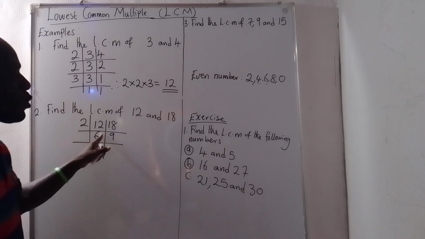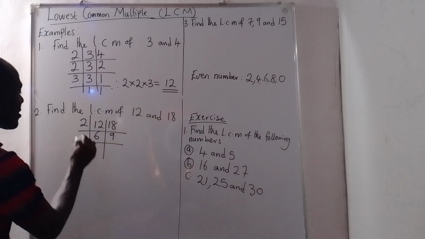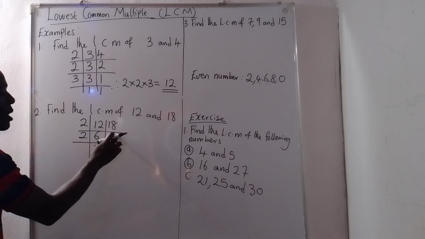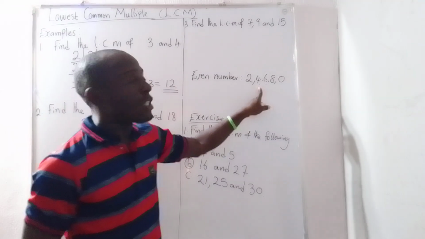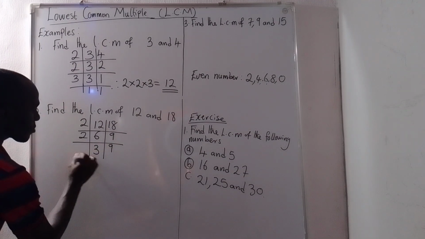Can 6 be divided by 2? Looking at it here, yes, there's 6 here. Yes, 2 can divide 6. 6 divided by 2 will give us 3. What about 9? Is 9 among any of these numbers? No. So 2 cannot divide 9. What happens to 9? You bring it down.